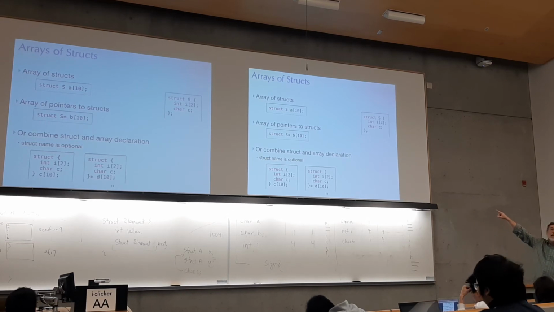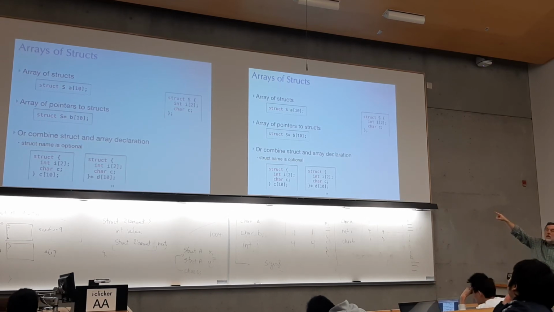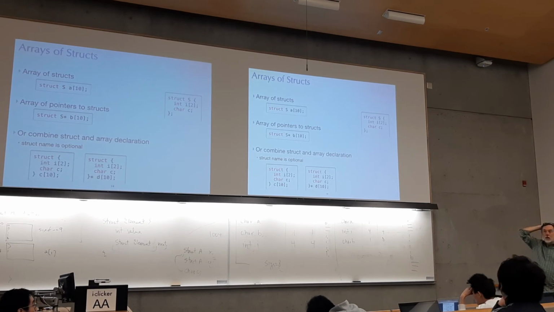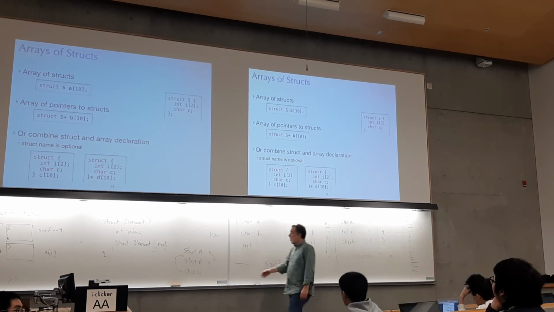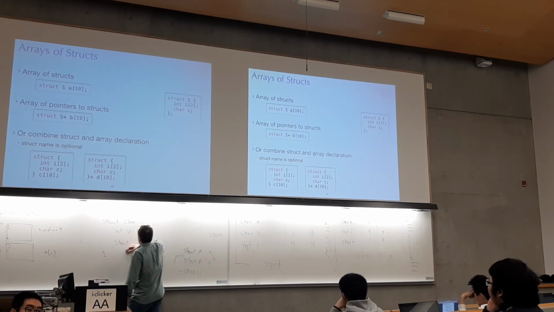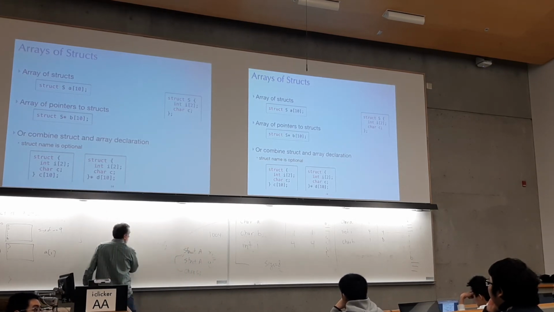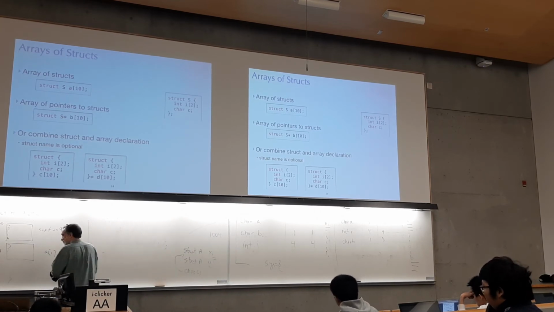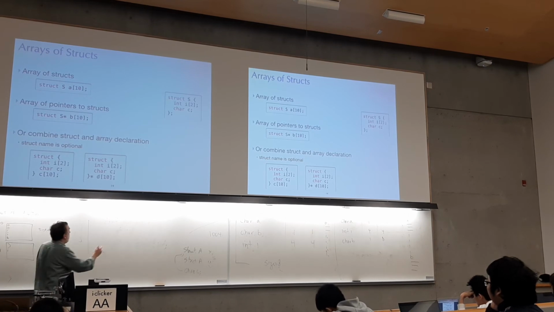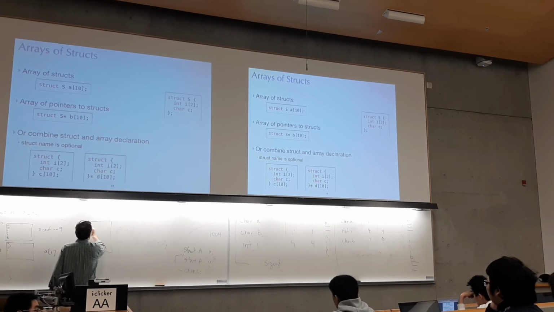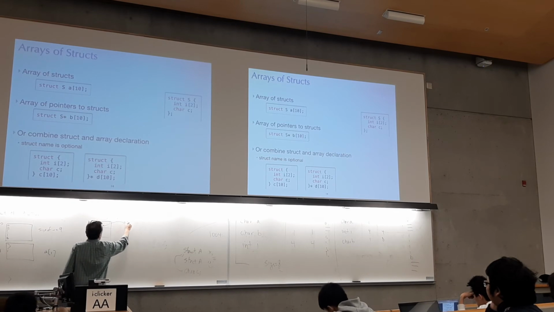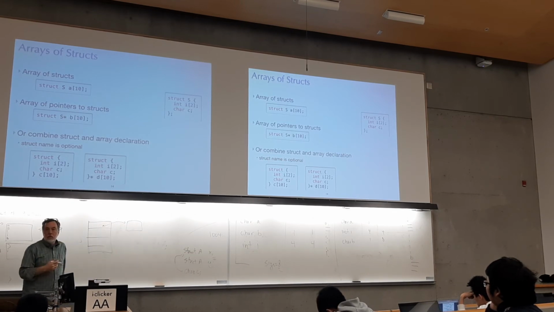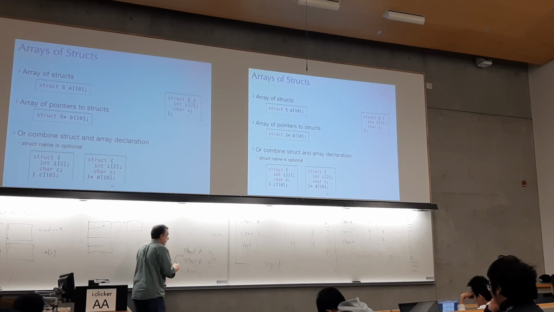The second thing, what's that? Struct S star B bracket. What is that? It's a static array of pointers to structs. It's like this. And that's going to point to a struct we know. What if I had this?